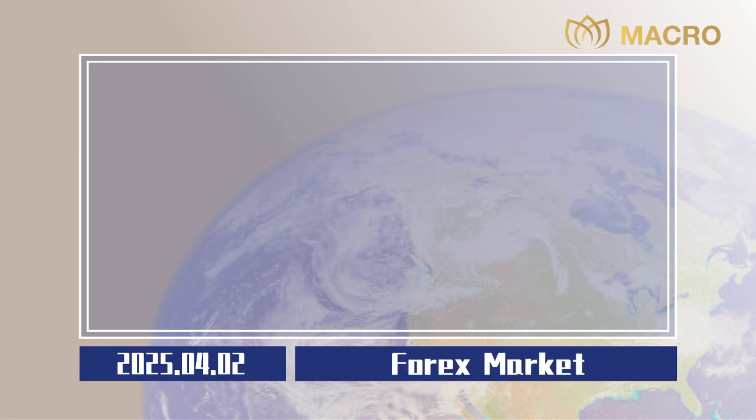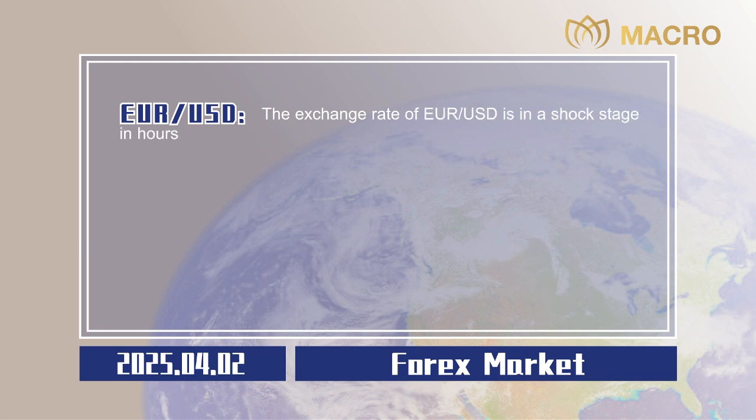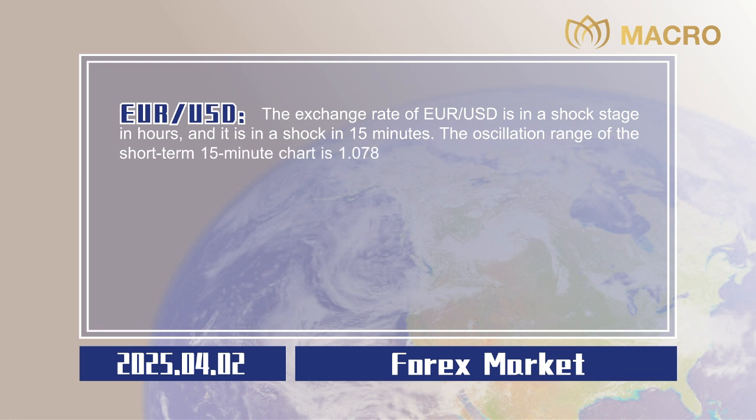Forex market. Euro to US dollar. The exchange rate of euro to US dollar is in a shock stage in hours, and it is in a shock in 15 minutes. The oscillation range of the short-term 15-minute chart is 1.0784 to 1.0813. Investors can flexibly sell at high prices and buy at low prices within this range.